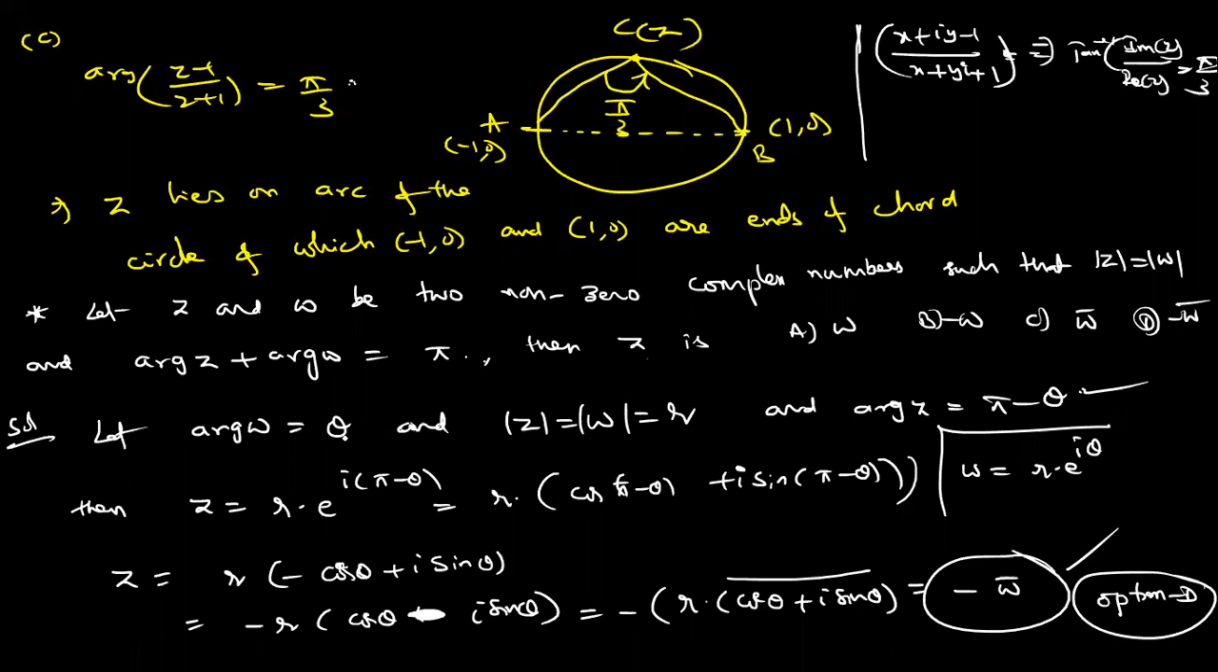Good job. Once again, see, argument of omega is theta, suppose, and modulus is equal to r, I'm taking. R means the distance between the origin and the given complex number. If it is theta, then argument of z is how much? Pi minus theta, from the given condition. Then z is in the form of r into e power i into pi minus theta, Euler form. Expand this one. That is the answer.